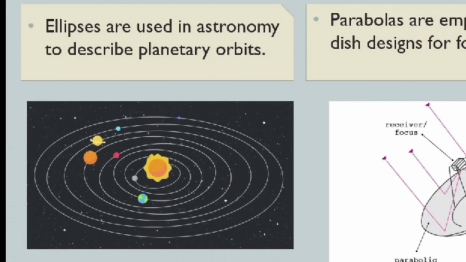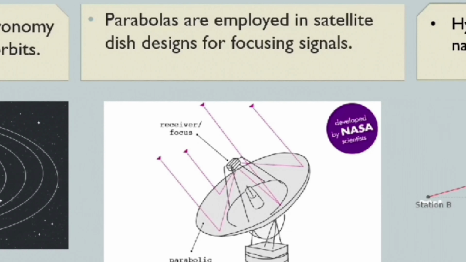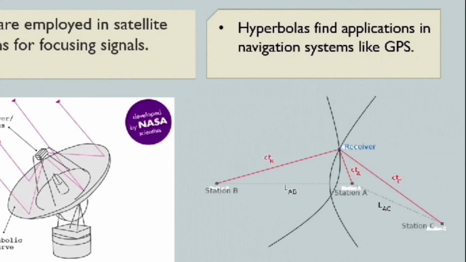Ellipses are used in astronomy to describe planetary orbits. As you know, planetary orbits are in the shape of ellipses. And parabolas are employed in satellite dish designs for focusing signals. As you can see, the shape of this satellite dish is in the shape of a parabola. And finally, hyperbolas find applications in navigation systems, for example, GPS. In this diagram, we can see that the intersection of two hyperbolas gives you an accurate location for the receiver.